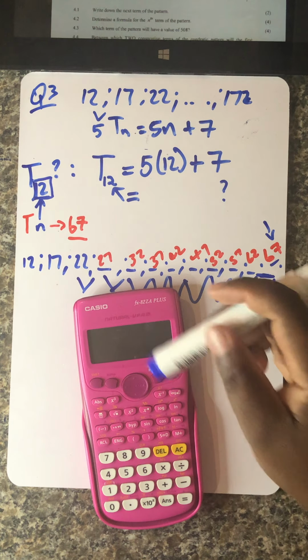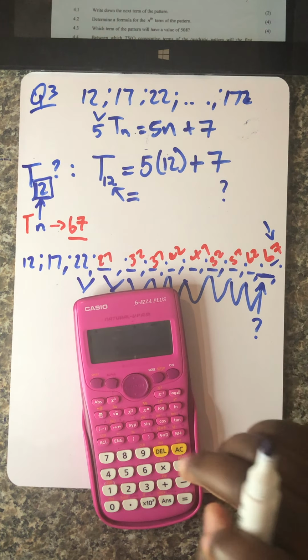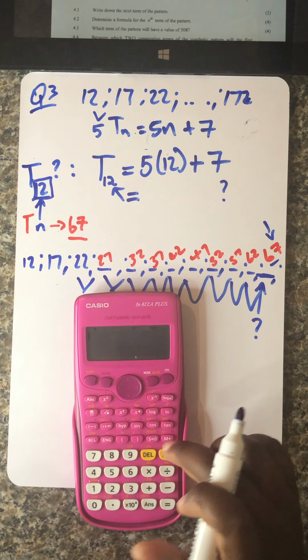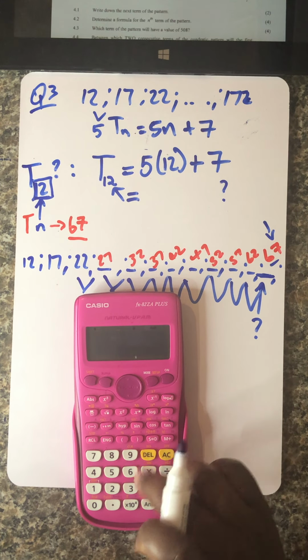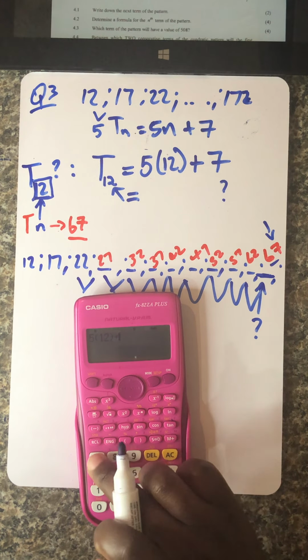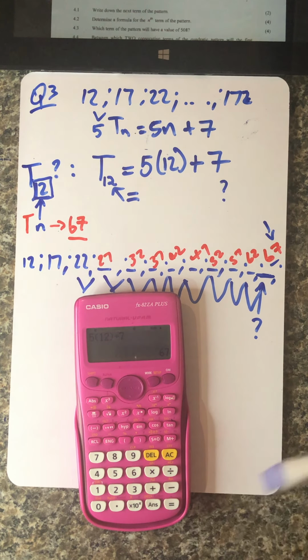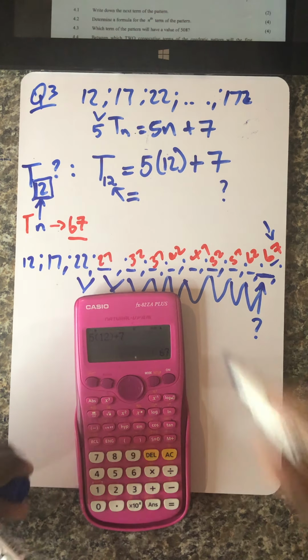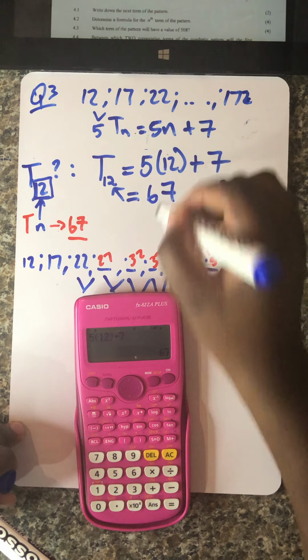So you see what my calculator does now. It wants me to beat it. So guys, let's see. It's 5 into 12 close bracket plus 7. Ladies and gentlemen, that means my statement is correct. I hope you've also punched 5 into 12 plus 7. Can you see you get 67? Okay, so that means the answer to this question is 67.